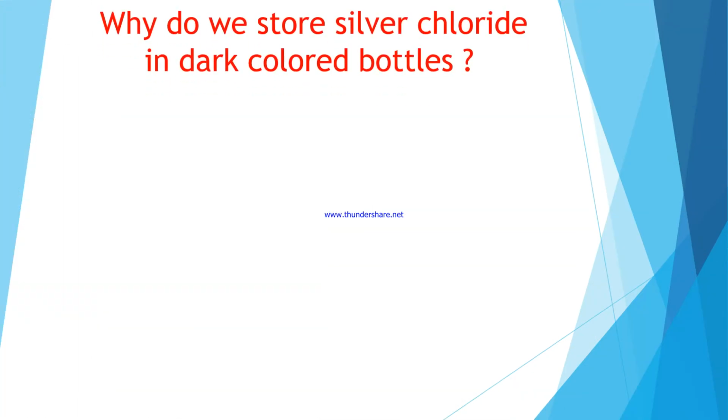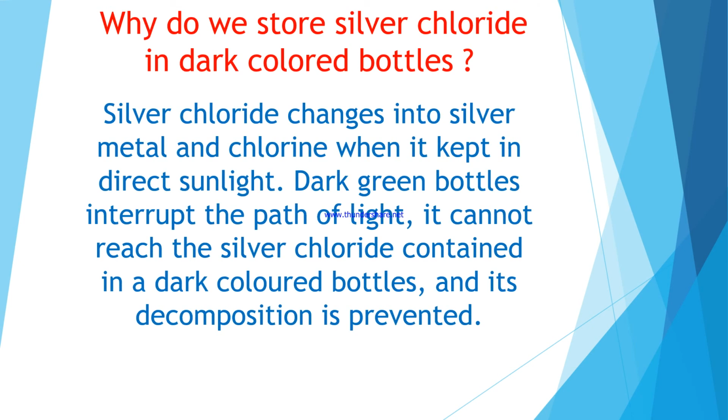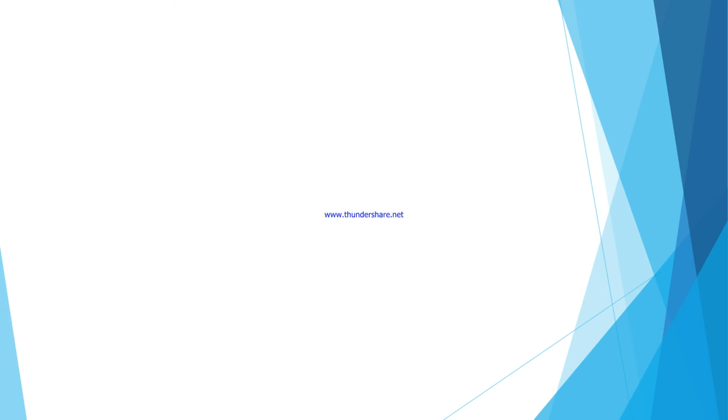Why do we store silver chloride in dark colored bottles? Because, as we know, silver chloride undergoes photochemical decomposition in the presence of direct sunlight. Hence it should be preserved in dark green bottles, because green bottles interrupt the path of the light. Hence it should be stored in dark colored bottles.